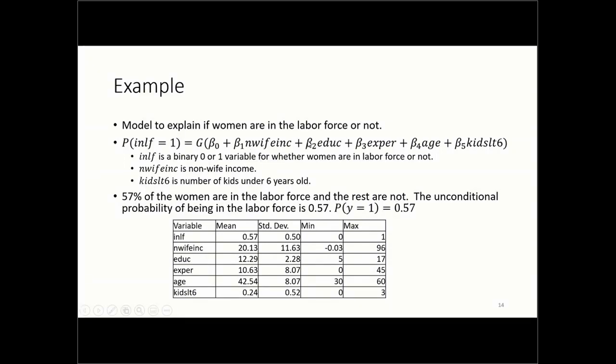And here we have several independent variables. This is the non-wife income. This is obviously education, experience, the age of the person, and this is kids that are less than 6 years old, the number of kids that are less than 6 years old. So now we want to explain if women are working or not, depending on their characteristics. So basically, their education, experience, age, their other household income, and whether or not they have young kids at home.